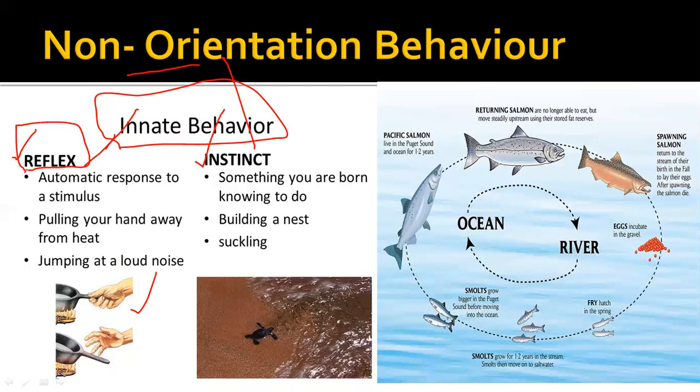So it means the nervous system controls all this process. Instinct means something inborn inside, a behavior you are born with. For example, building a nest, which all types of organisms do. They make their homes, they make their nests, and the suckling process, like babies suckling the female for feeding purposes.